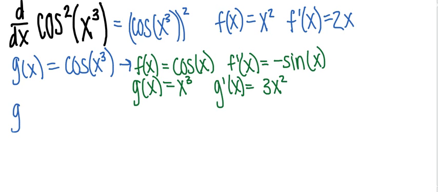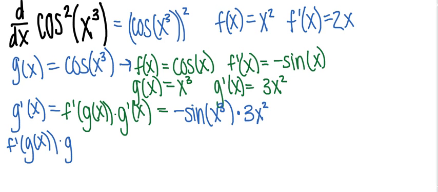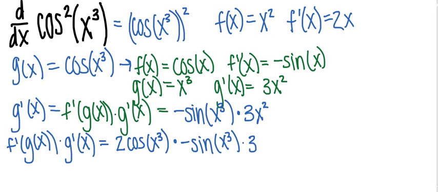To get g prime of x, we take f prime of g of x times g prime of x. So g prime of x equals negative sine of x cubed times 3x squared. So to take the derivative as a whole, we take f prime of g of x times g prime of x, which would be 2 cosine of x cubed times negative sine of x cubed times 3x squared, which can be rewritten as negative 6x squared cosine of x cubed sine of x cubed.